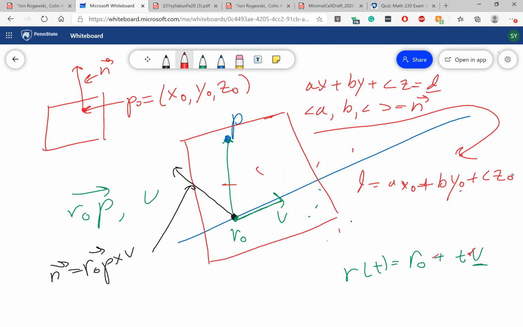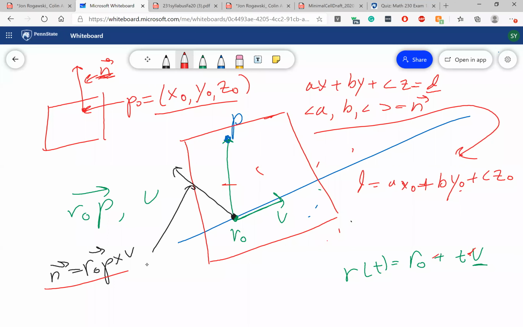So what we need in order to find a plane is a normal vector and a point. How can we find this normal vector? Well, a good strategy is to always find two vectors that lie in the plane and take their cross product, and that will give you your normal vector.